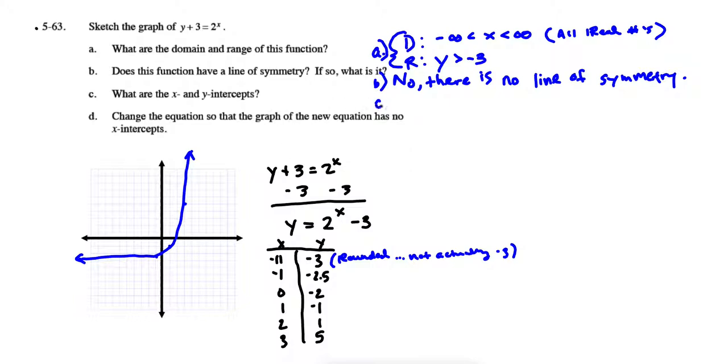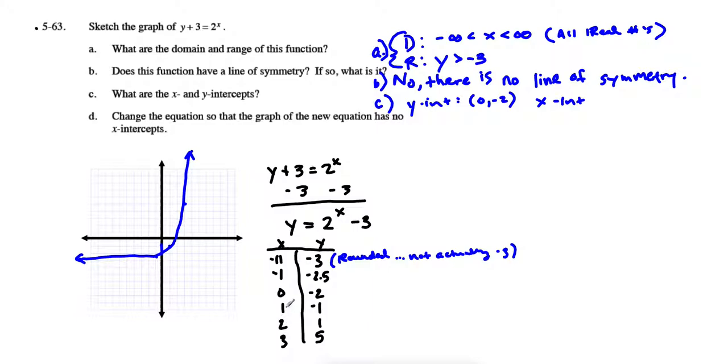Letter C. What are the x and y intercepts? Well, we can see right here that our y-intercept is (0, -2). So let's go ahead and list that one here. But our x-intercept, we have to see here, looks like it's somewhere right up in here. We know it's going to be between 1 and 2.